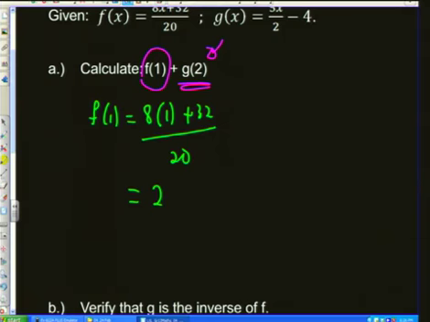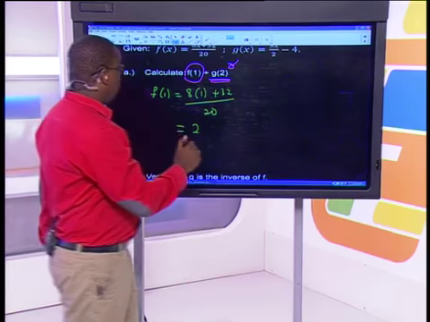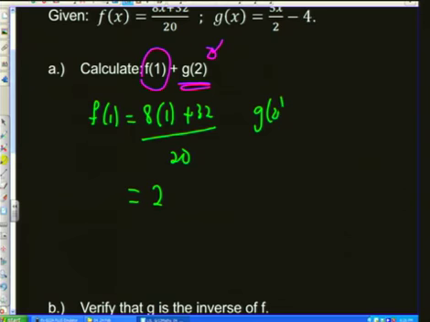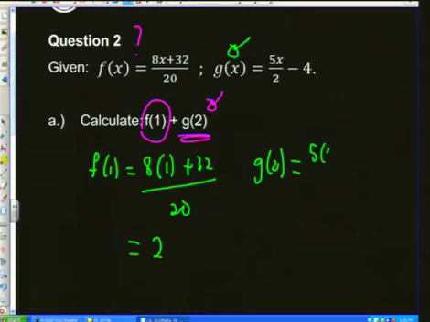Right, that's 2. Technology. I know we'll fix it. We're getting there. All right. And then your g of 2 is 5 bracket 2 divided by 2 minus 4, which gives us a 1.